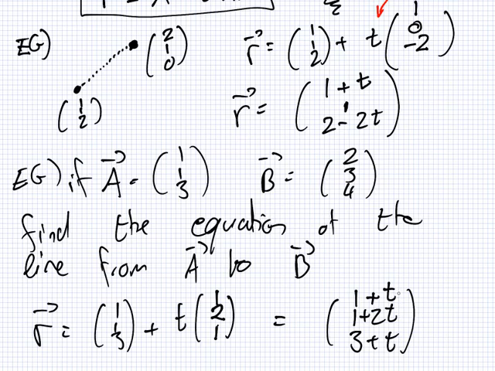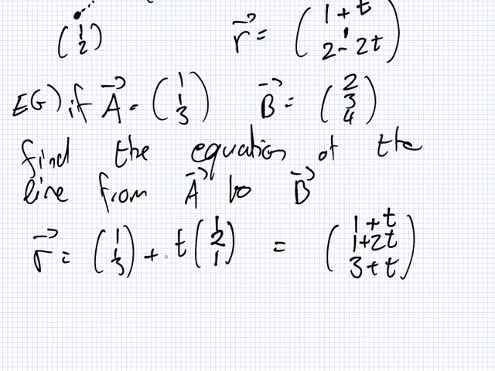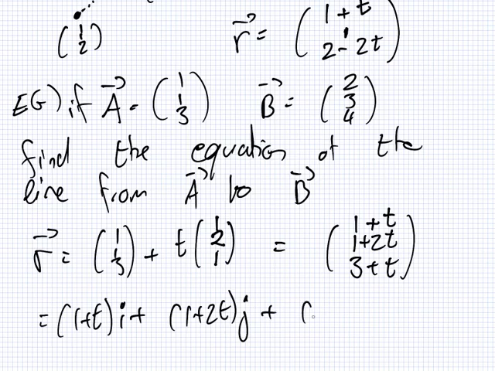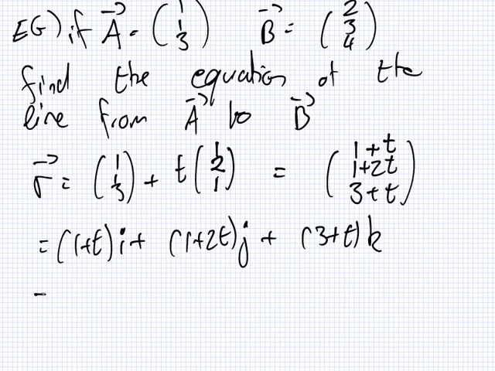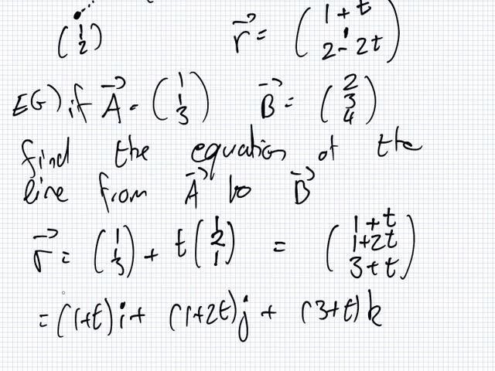If you want to write it in the i and j form, there are 2 ways to write it. You could write it as 1 plus t i, plus 1 plus 2t j, plus 3 plus t k. Or if you wanted to separate it out, no, actually you would just leave it like that in the exam. i, j, and k. Do we get this?